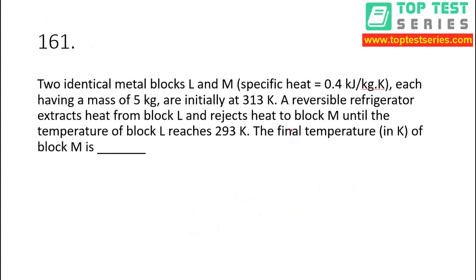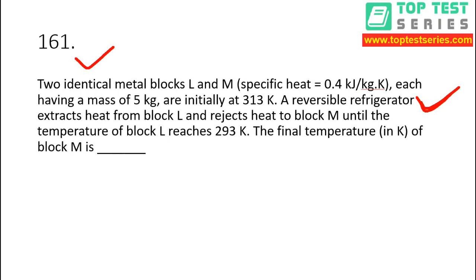Question number 161. We are given two identical metal blocks L and M, specific heat 0.4 kilojoule per kg Kelvin, each having a mass of 5 kg, initially at 313 Kelvin. A reversible refrigerator, which is very important for solving this question, extracts heat from block L and rejects heat to block M until the temperature of block L reaches 293 Kelvin.